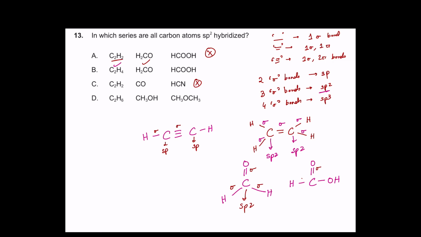Again, here is one sigma bond, here is one sigma bond, and here is one sigma bond. So this is sp2. Okay, this is also correct. So option B is the correct answer. So we can just try out the last option, C2H6.